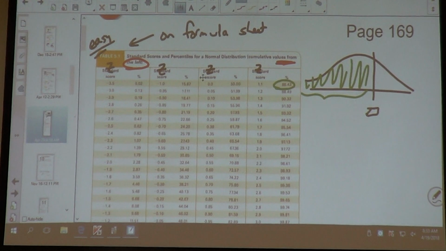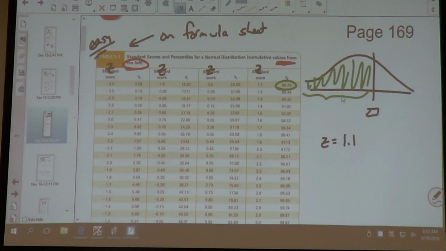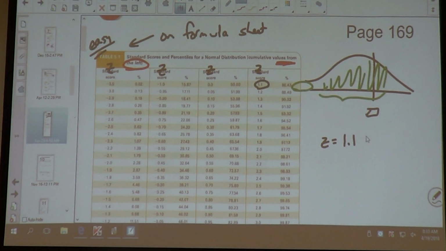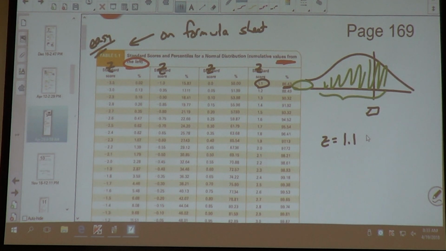it's going to give you the z-score, which we just talked about. The z-score is the number of jumps. So if I tell you that the z-score is 1.1, for example, so my z-score, let's say, is a 1.1. That means if my z-score or my standard score is a 1.1, that means that my percent under the curve is 86.43.